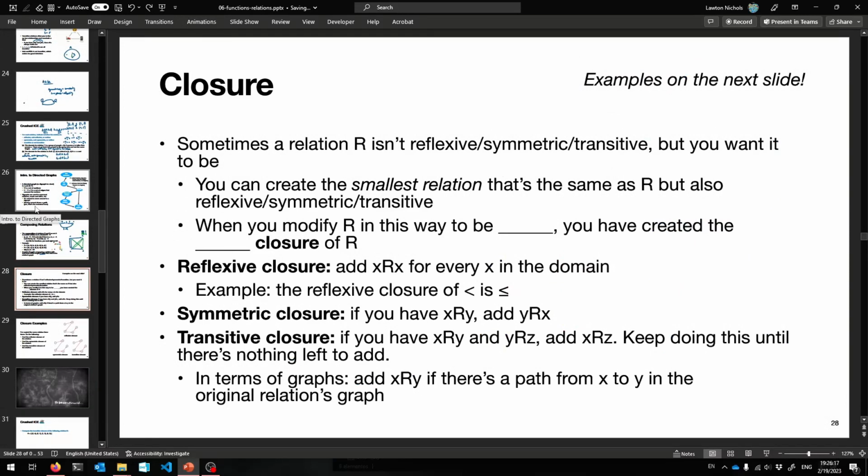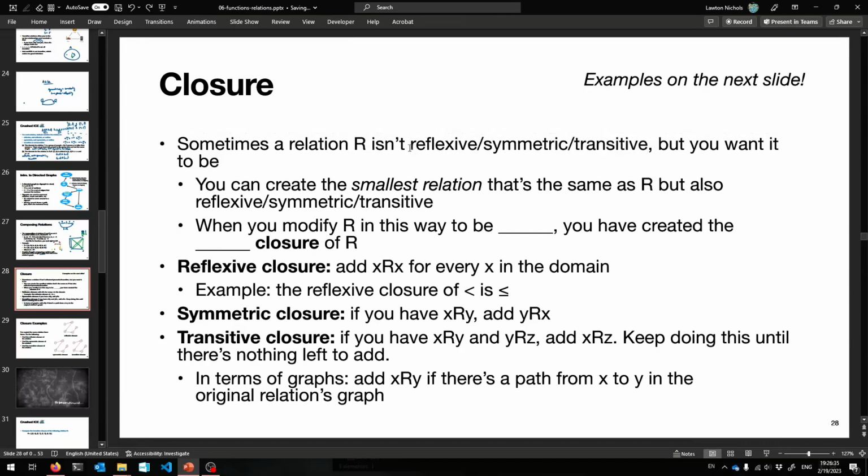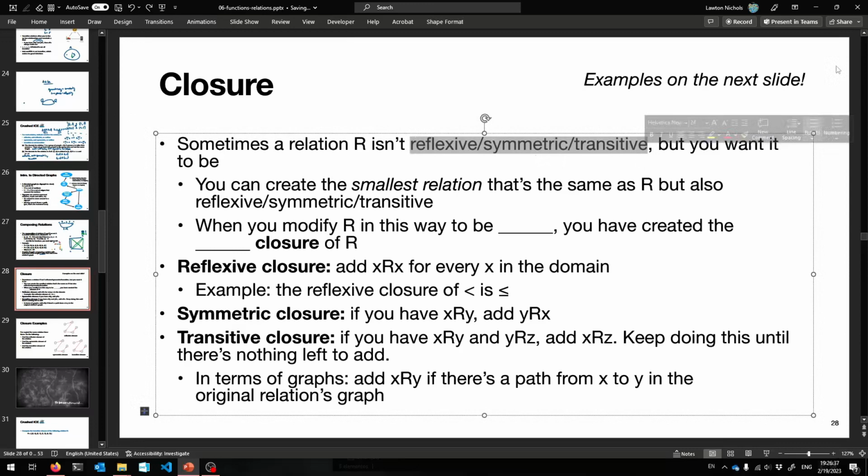I need to say a lot of words right now, though. All right, a lot of words and terms. Sometimes we have a relation R, and it's a nice enough relation, but it could be better. All right, our relation R, maybe it's not reflexive, it's not symmetric, and it's not transitive. It's like it's missing some of those. And hopefully you've seen by now that these are things that you might want your relation to have. Like you'd like the relation to be reflexive, symmetric, or transitive. But right now maybe it's not.